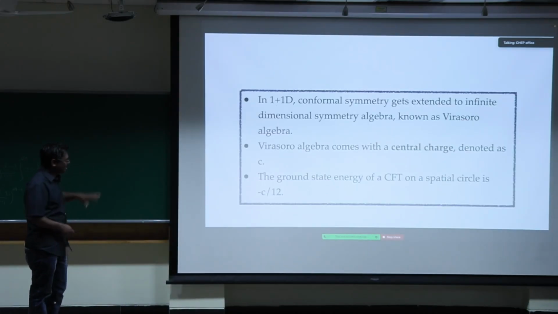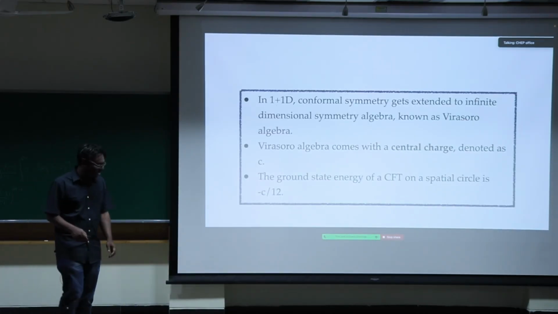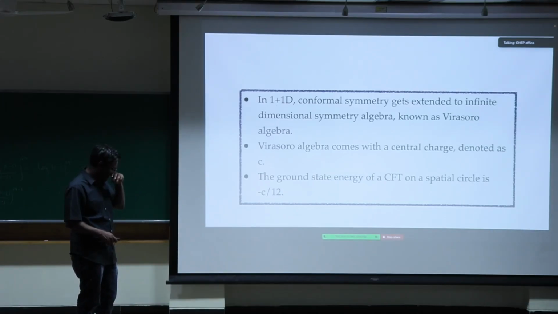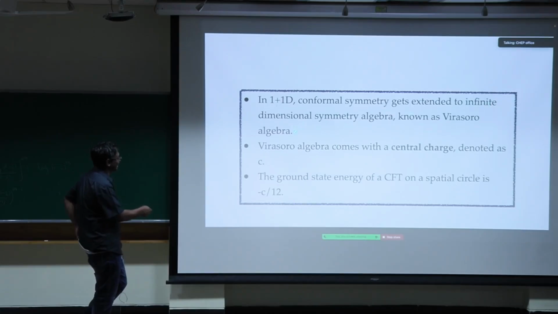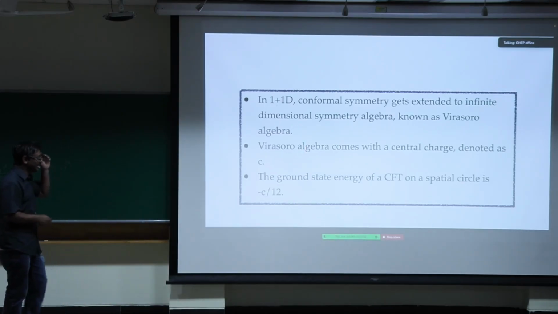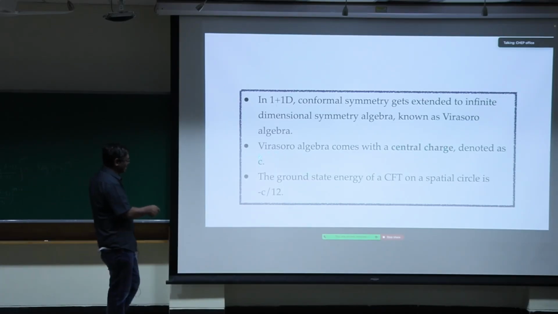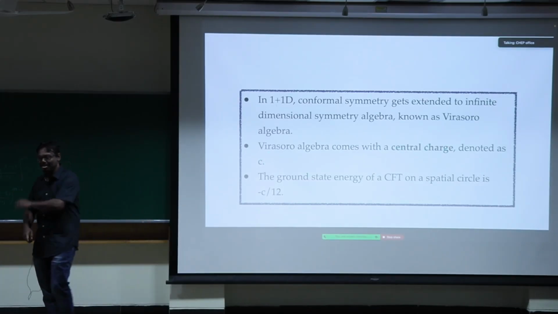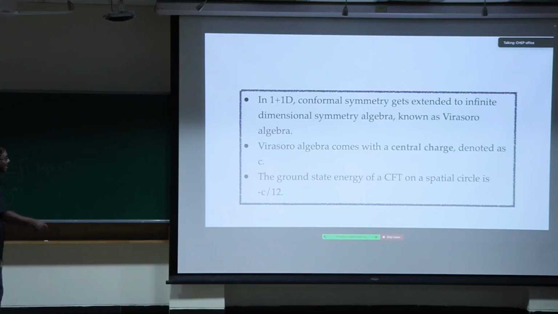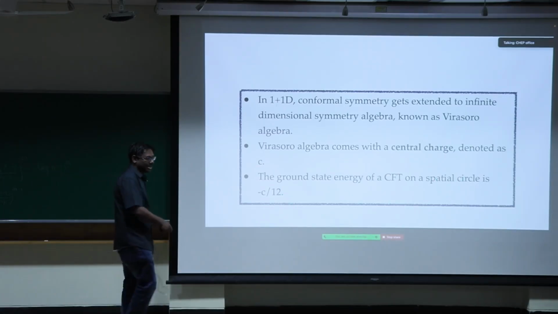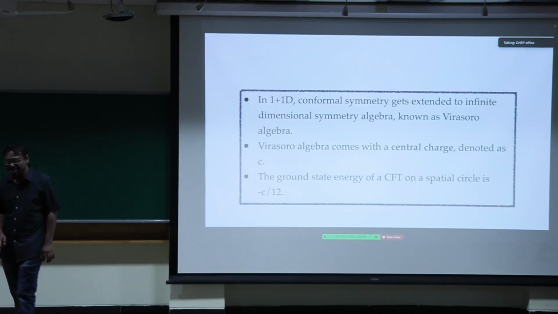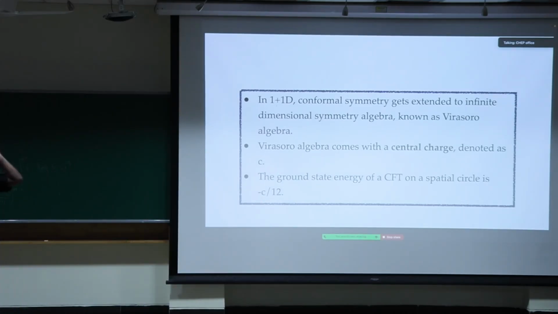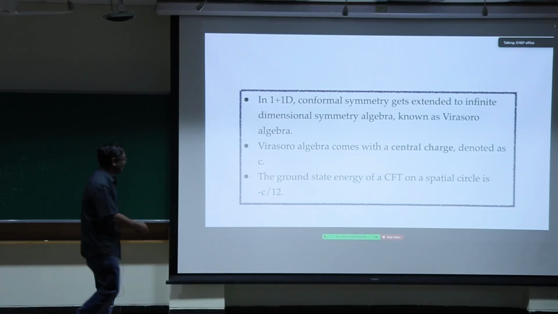To do that, I need to tell you some basics about 1+1D CFT. So this you should take as granted. In 1+1D CFT, conformal symmetry gets extended to an infinite dimensional symmetry algebra known as the Virasoro algebra. It comes with a number which is called the central charge C. You will see this number C appearing everywhere in the game. And the ground state energy of a CFT on a spatial circle is minus C over 12. So this is also fixed by the Virasoro symmetry. So these are the 3 pieces of information you should keep in your head, and we will go ahead.